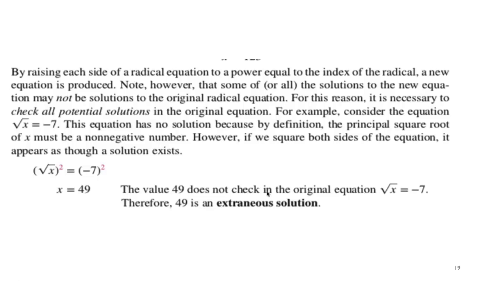Now the problem with this is that sometimes you might have a solution that is introduced that is not a solution. So for example, the square root of x is negative 7. If I square both sides to get rid of the radical, this square will cancel, and x is 49. But 49 is actually not a solution to the original equation. If I plug 49 into here, the square root of 49 is positive 7. So that means that 49 is an extraneous solution. It's a solution to this new equation, but it's not a solution to the original equation. So it's called an extraneous solution.